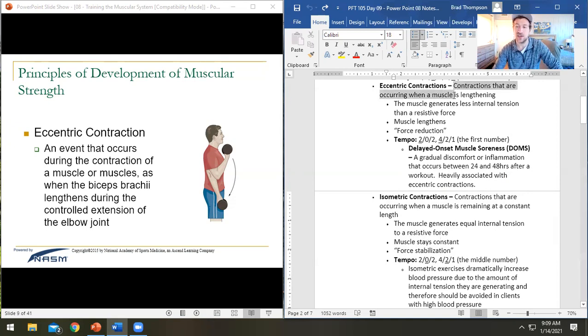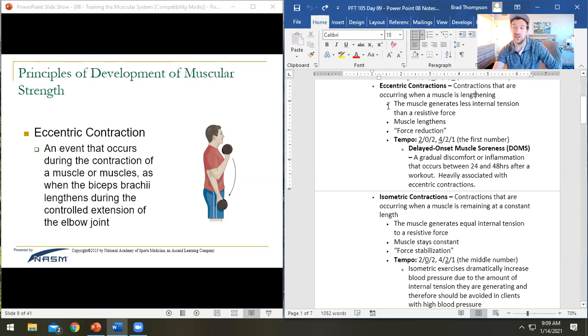Eccentric contractions are contractions that occur when a muscle is lengthening. Going back to my bicep, it's all bunched up right now. If I unbunch it, I'm lengthening it out. That's the eccentric contraction.